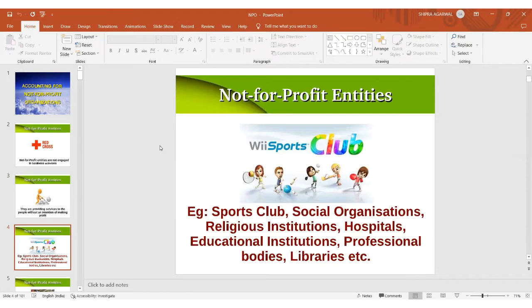And we have various examples of these non-profit organizations, like sports clubs, social organizations, religious institutions, hospitals, educational institutions, professional bodies, libraries, etc.